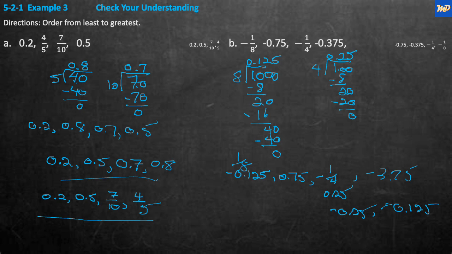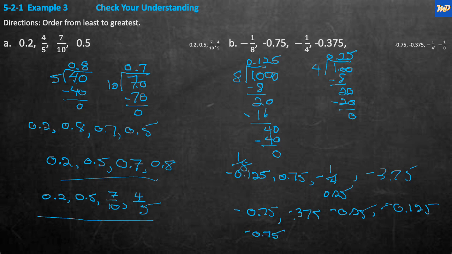So now we're going to have negative 0.375. I put that decimal point here in the wrong spot. And then it's the 0.75. That's the farthest negative, farthest to the left. So the 0.75 is the number, so it's negative 0.75.